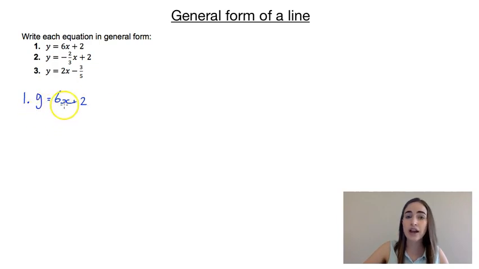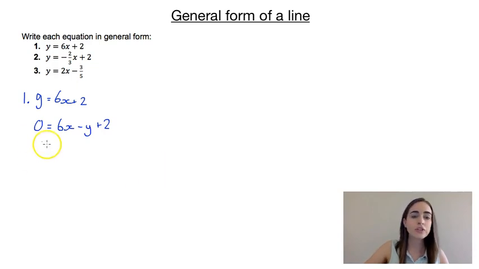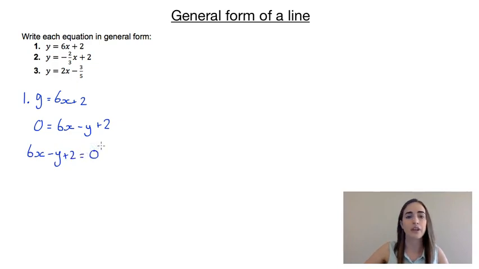So we're going to subtract y from both sides of that equation, and we'll end up with 0 equals 6x minus y, and we've still got that plus 2 on the end. And then usually we just rewrite it as 6x minus y plus 2 equals 0. So we've just flipped the whole thing over. All right, so that's question 1 done.